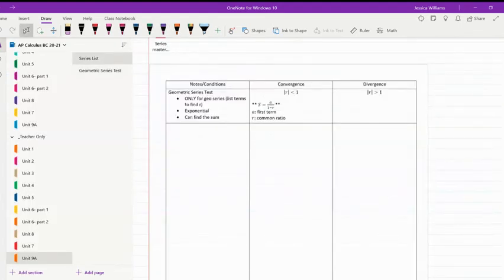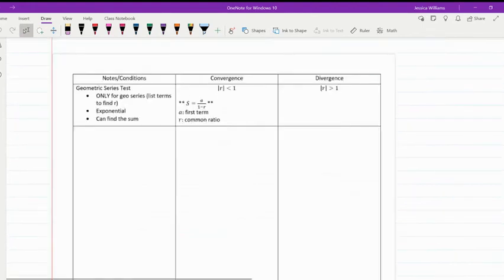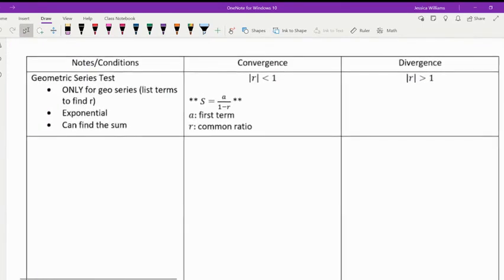So here's how we're going to read this thing. I'm sorry, it's not salmon in my printout. These are notes about each test. So this entire row is for the geometric series test. Note, it's only for geometric series, so you need to list some terms to decide if it's geometric. These regularly pop up in exponential series because repeated multiplication is exponential, and if we're multiplying, then that could be it. And this is special, you can find the sum.